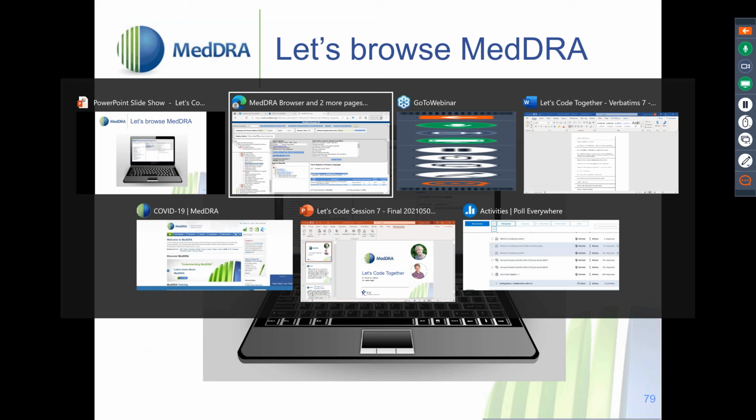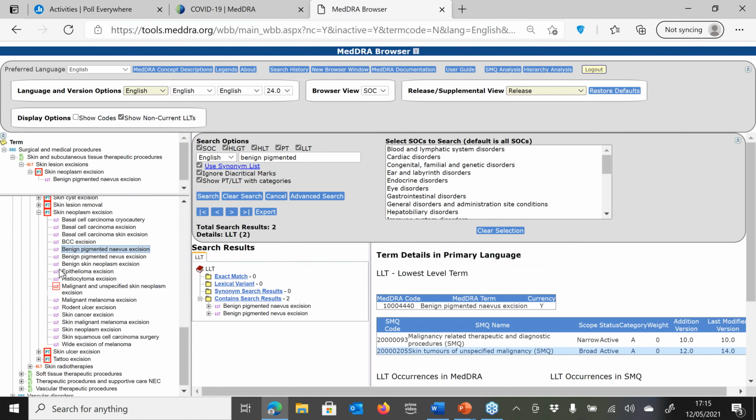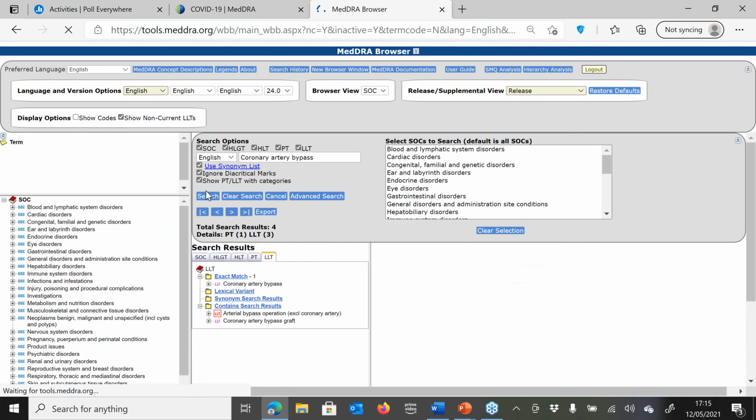So we can have a look in MedDRA. Let's go and browse and see what we can find. Well, obviously we've got our coronary artery bypass. We could capture that. Let's have a look for that one. That's what's been reported. Coronary artery bypass or coronary artery bypass graft, two LLTs linking to the same PT.